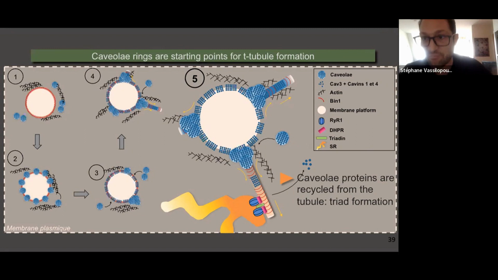And that last step we think is important because if you want to make a connection between the DHPR and the ryanodine receptor, then you probably need to remove the caveolins from the tube, and then these caveolins need to recycle or to diffuse along the tube for the contacts between the DHPR and the ryanodine receptor to start forming.